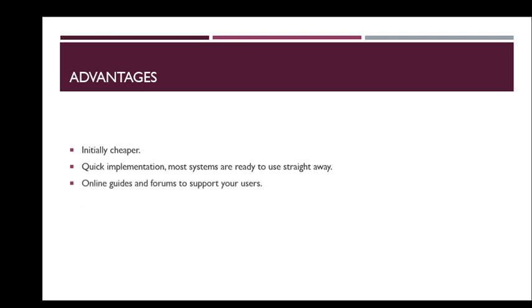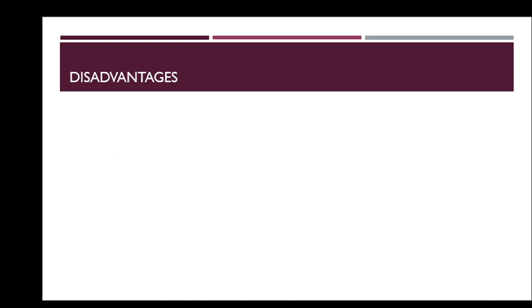Number three, online guides and forums to support your users. In case the users do not understand certain things, they can just go online and get the guides and forums. Number four, regular upgrades are available every single time. Disadvantages. Number one, expensive or impossible to change. It can be expensive at times. For example, if you want an extra feature on that software, it's impossible for you to add it because it does not belong to you.